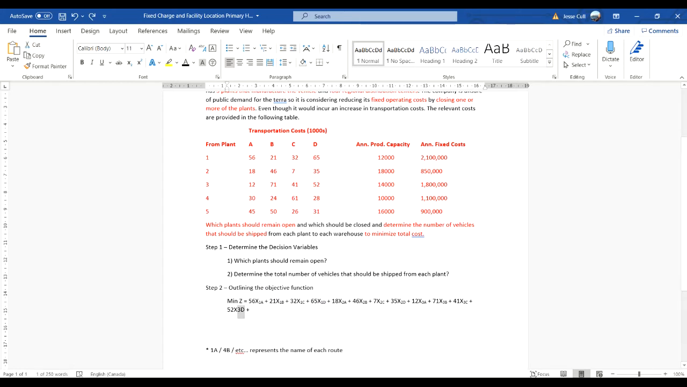And we'll continue with plant number 4. So we have 30x4a plus 24x4b plus 61x4c plus 28x4d plus.